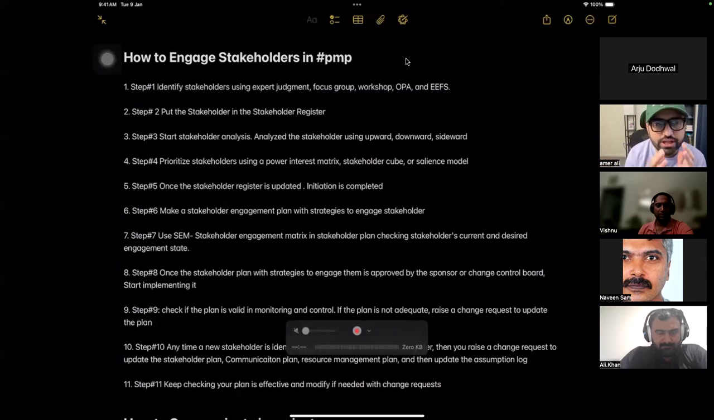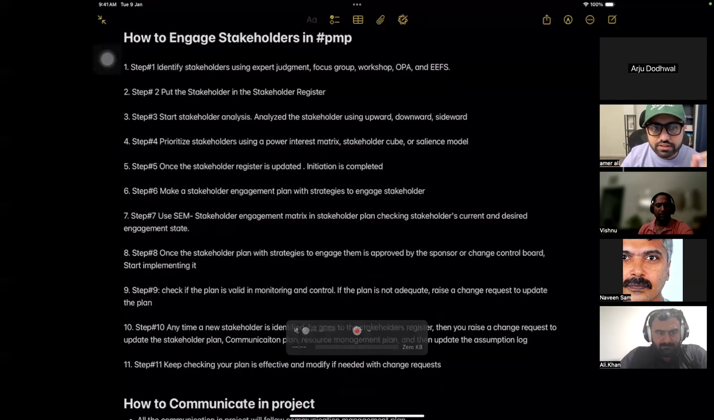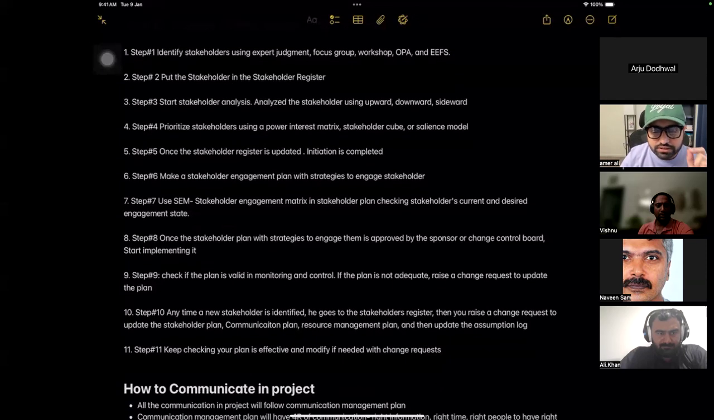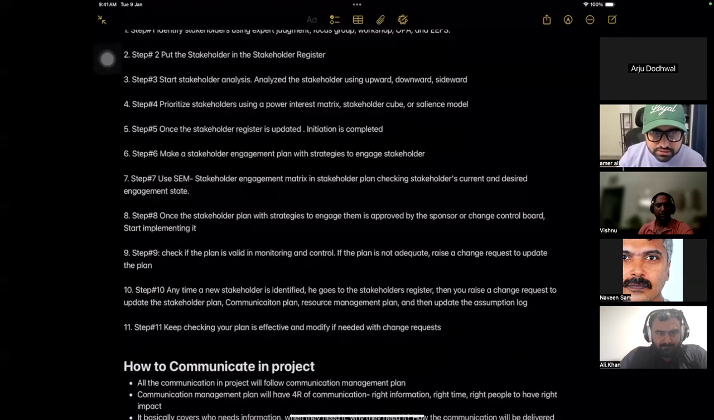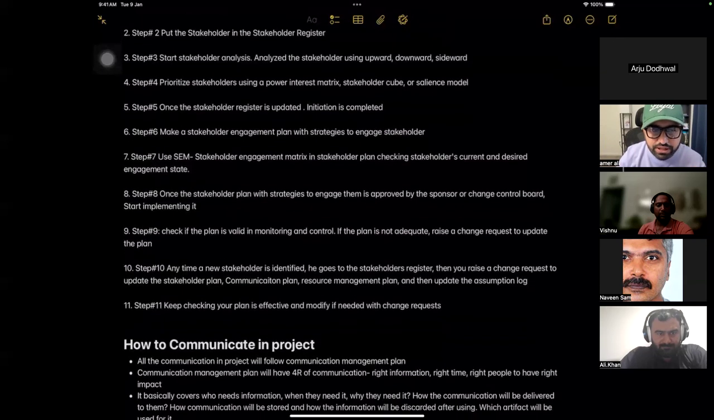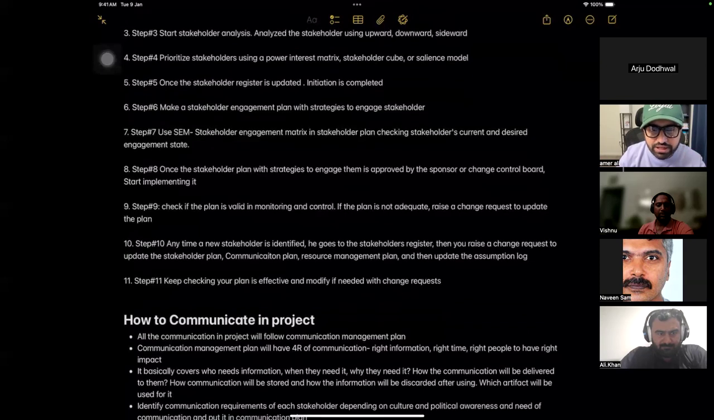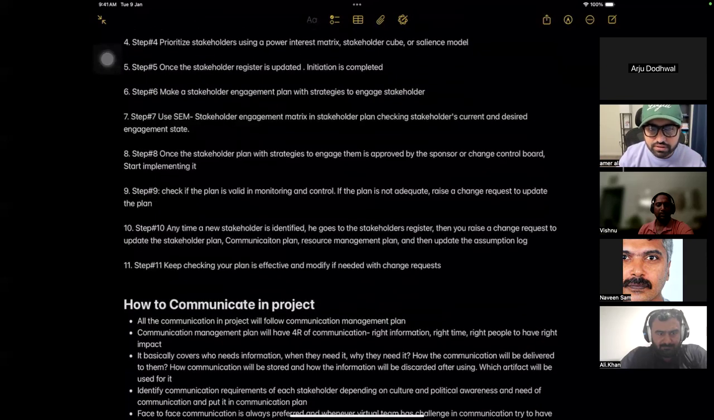This is the most important thing for you. This is from my PMP booklet. I will give it to you later. Step 1, step 2, step 3, step 4, step 5, step 6, step 7, step 8, step 9, step 10, step 11. This is the entire stakeholder.